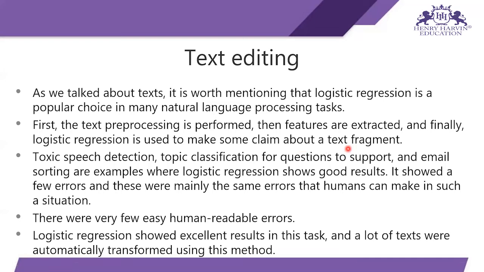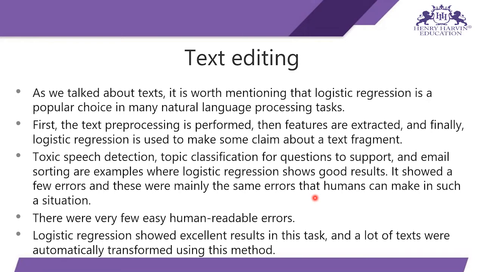We extract some features, and by applying the preprocessing of the text information, we apply logistic regression to make a claim about a text fragment. Toxic speech detection, topic classification for questions to support, and email sorting are examples where logistic regression shows good results. It showed a few errors, and these were mainly the same errors that a human can make in such a situation.